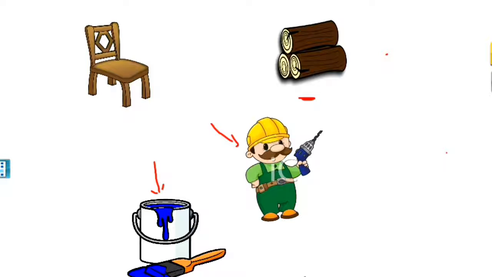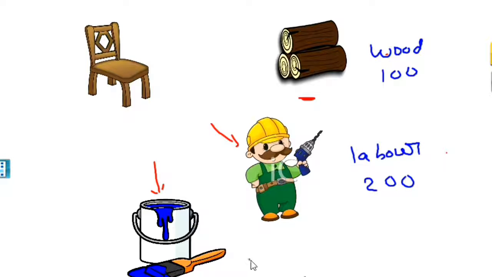Each of these furniture require certain amount of wood, let us say 100 units, labor 200 and paint 300 units.